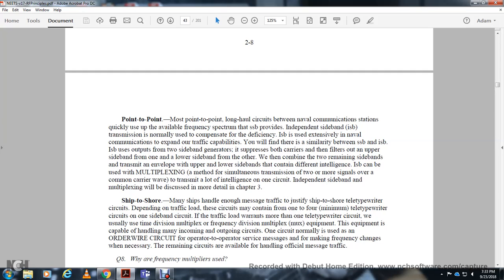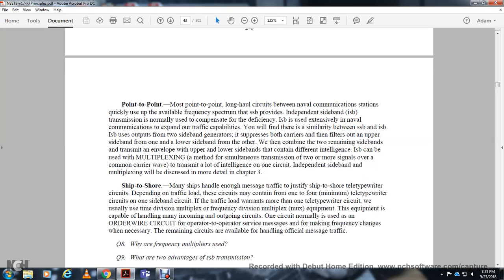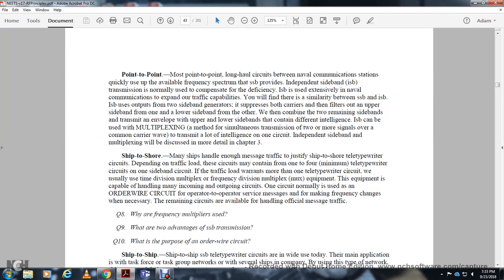To transmit with the loss of a lot of the tension, one circuit of independent sideband multiplex, and we will discover them in more detail in Chapter 3.